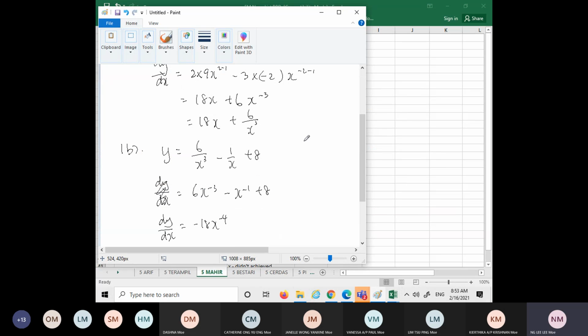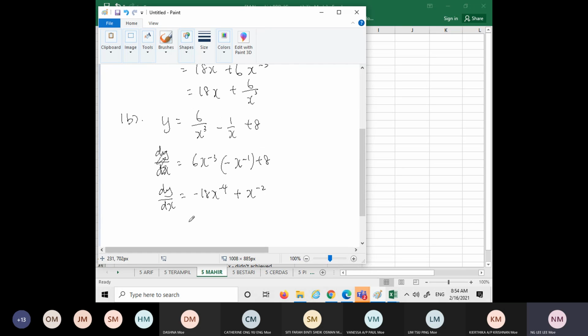Second term, this part here: positive x to the power of negative 2. Very good, you see? All can respond very well. Last term, 8, when you differentiate, you get 0. This one I rewrite into fraction form. So I get negative 18 over x to the power 4, and this one I get 1 over x to the power of 2. So this is question B.